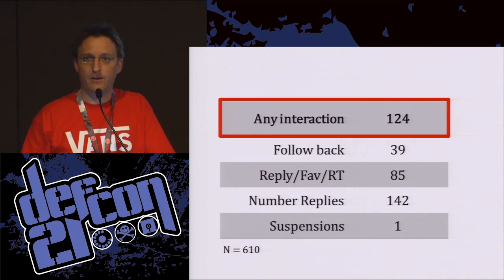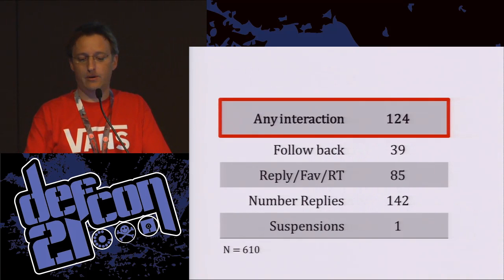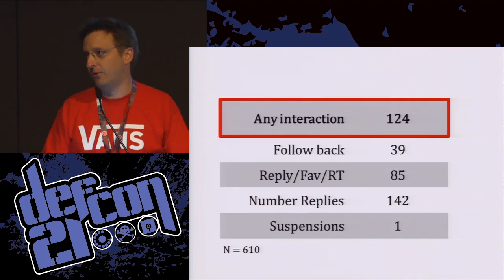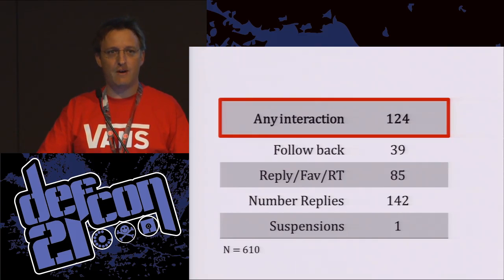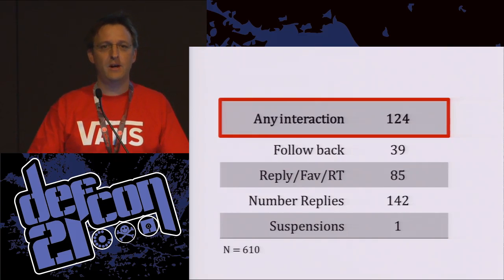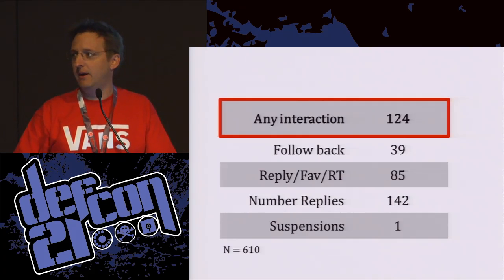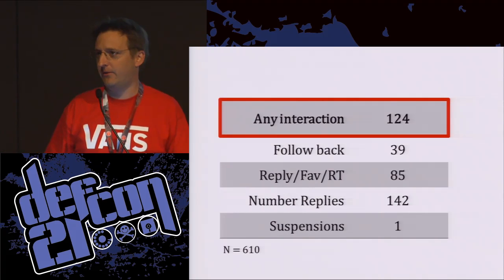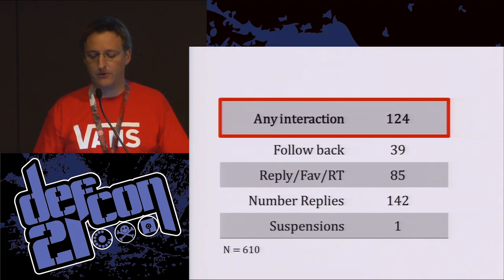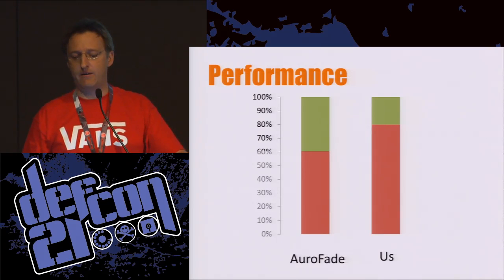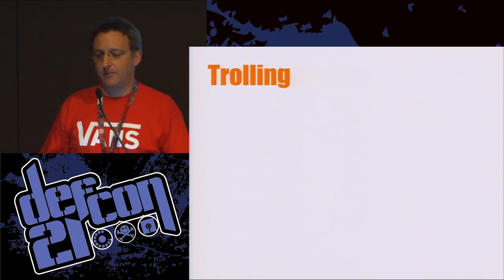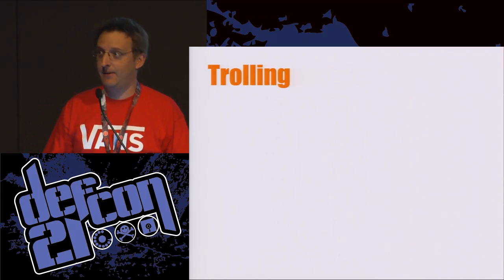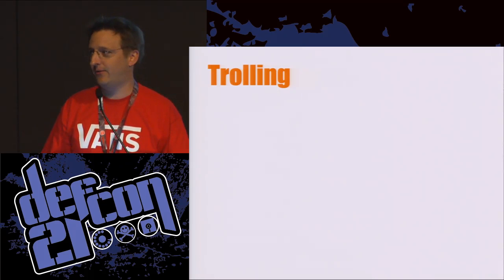But we had 124 interactions, which were 39 follow backs, which could be automated for sure, and replies were 85 replies. The most interactions we had were 10 interactions with one user, and 2 people interacted 9 times, and there's kind of a steady breakdown to where we had 65 people replied just once. So the difference between us and Aerofade is pretty clear if we look at it on a percentage scale. We also had some interesting funny events around trolling, which Aerofade had also noticed in his bot.